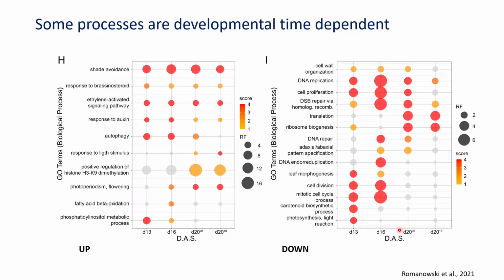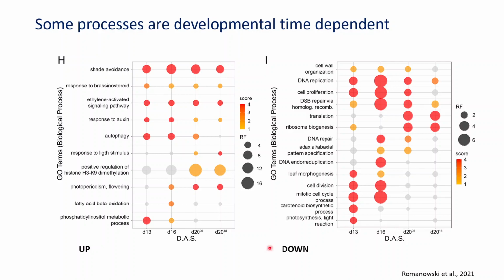For example, downregulated processes were an order of magnitude, 10 times higher in number than those that were upregulated. And I want to emphasize this because normally we look at genes that are overexpressed and we overlook those that are downregulated. But in the case of end-of-day FR, it seems that downregulation is more important than upregulation.